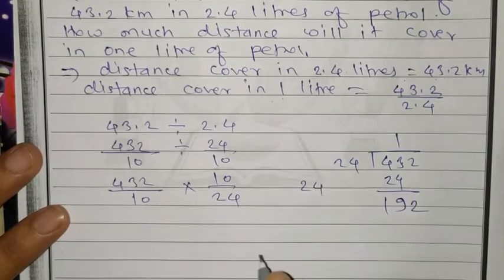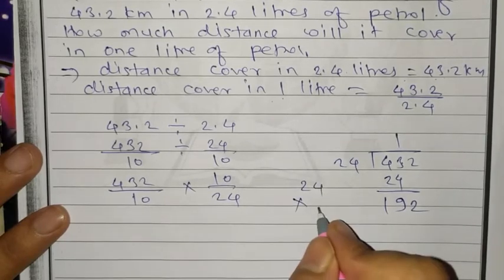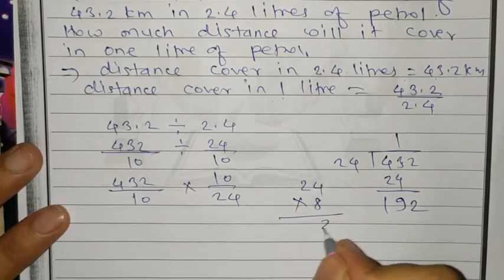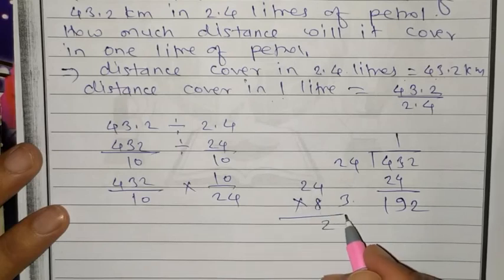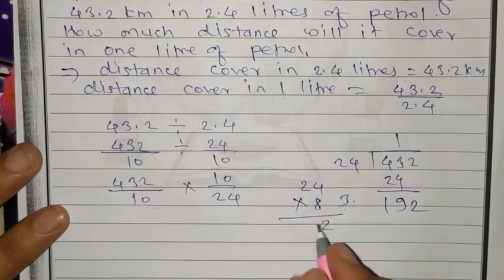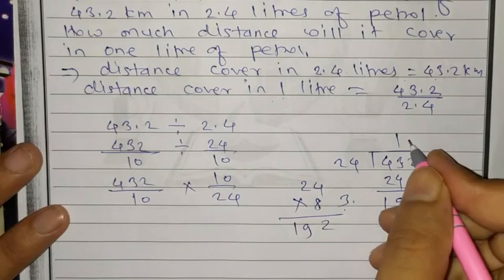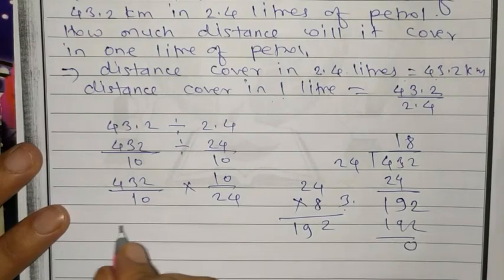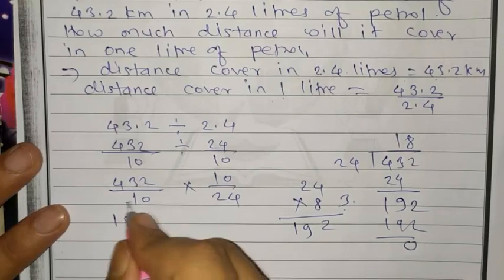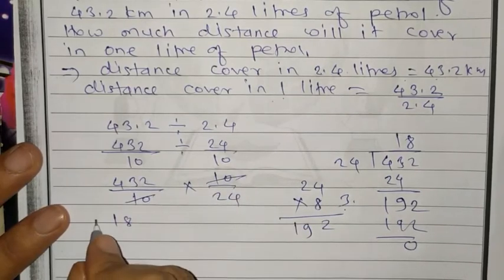So we will check this. 24 into 8, 32. So 3 carry. 8 into 2 is 16. 16 plus 3, 19. So here we will use 8. Remainder will be 0. So here 18 will be there. Here 10 directly cancel. So our answer is 18.